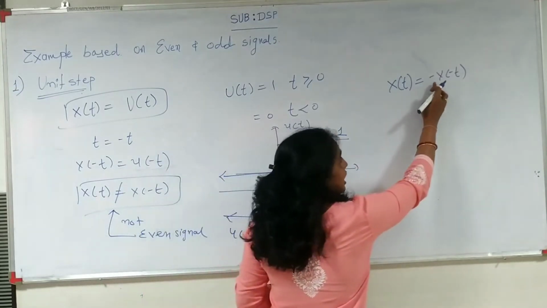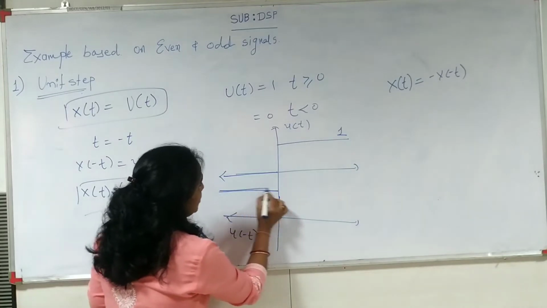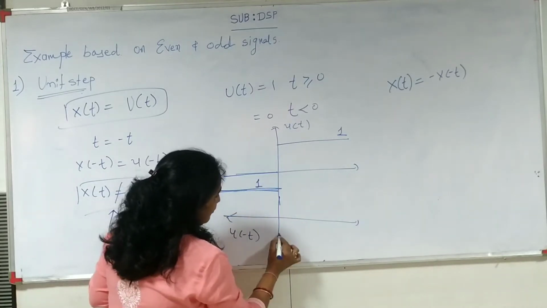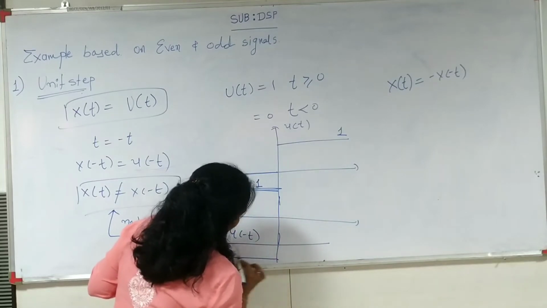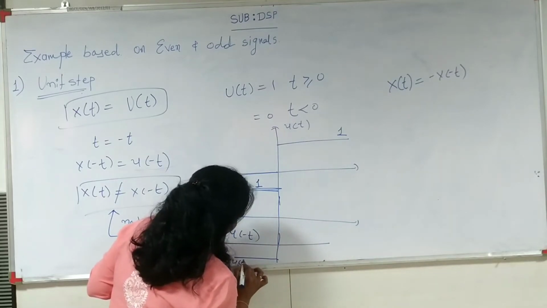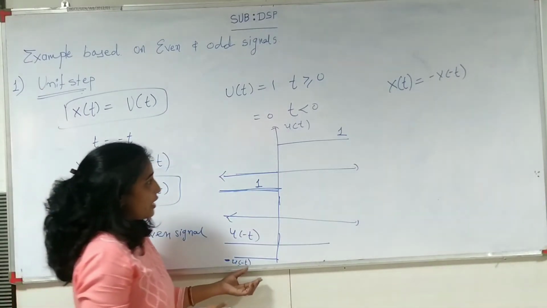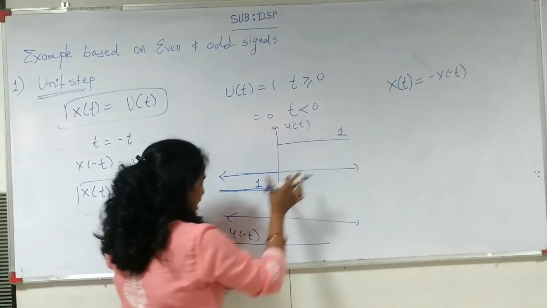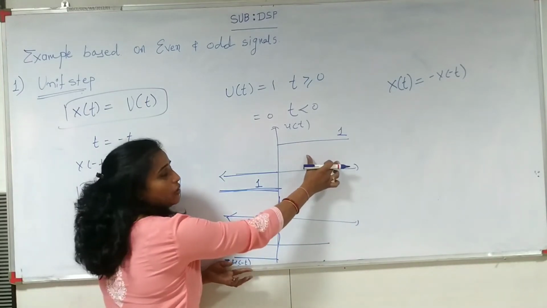Now I just have to reverse the amplitude of the original signal. This amplitude is plus 1, and if I draw minus of u of t, it looks this way. This one is nothing but u of minus t, but with negative amplitude. Now again I check u of t against minus u of minus t, and both are not equal.